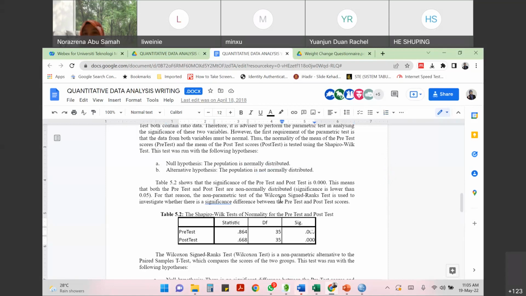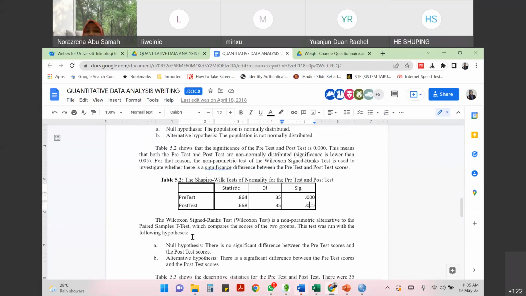And then the same goes for the post-test. You see here, is it greater or less? Since it is less than 0.05, look at the below one, then it is not normal also. If one of these is not normal or both are not normal, then you have to run the non-parametric test. This is how to write.